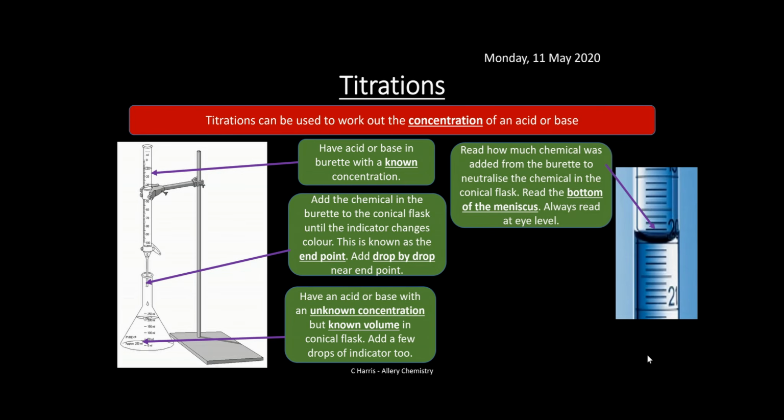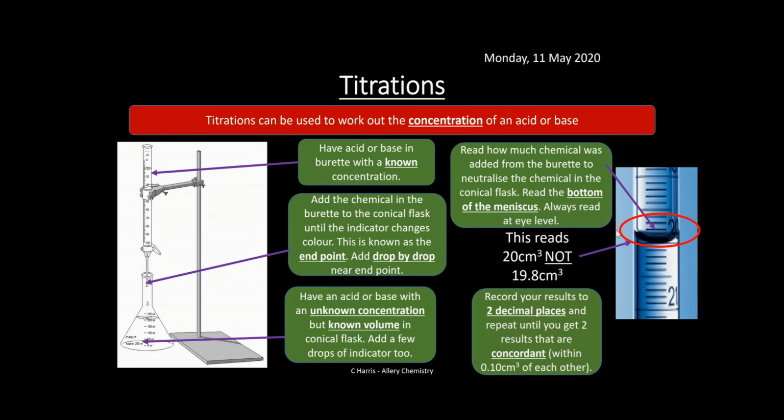Now once we've got that change in colour, we need to read how much chemical was added from the burette to neutralise the chemical in the conical flask. And we always read at the bottom of the meniscus. The meniscus is this bubble here, and you can see the bottom there. So this one is reading 20 centimetres cubed, not 19.8, which is what it would read if you read at the top of the meniscus.